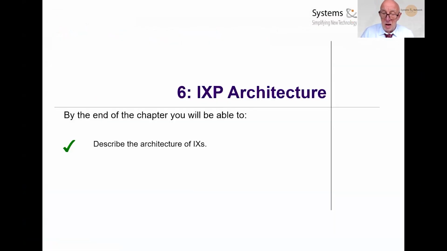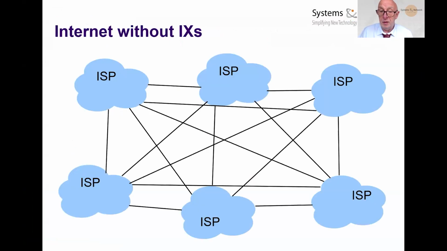The IXP architecture. By the end of the chapter, you will be able to describe the architecture of the IXs. There it is, the internet without internet exchange points. It's a fully meshed network. If we have 6 nodes, which we do have here, the formula is the number of nodes multiplied by the number of nodes minus 1, divided by 2. So 6 multiplied by 5 is 30, divided by 2 is 15. There will be 15 connections in there.